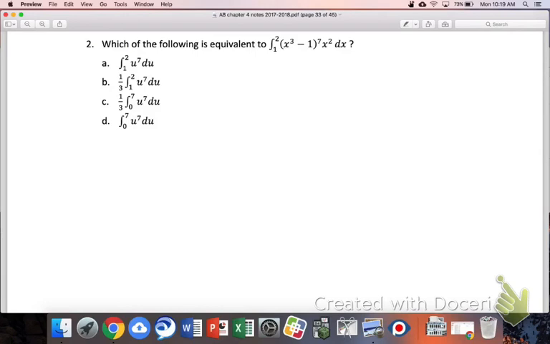So take a look here at number 2. Discuss as needed. See if you can figure out A, B, C, or D. Which one goes with what you've got up there? And by the way, that one that we skipped, I think it was number 4 in the previous section, we'll probably just warm up with that one next time.